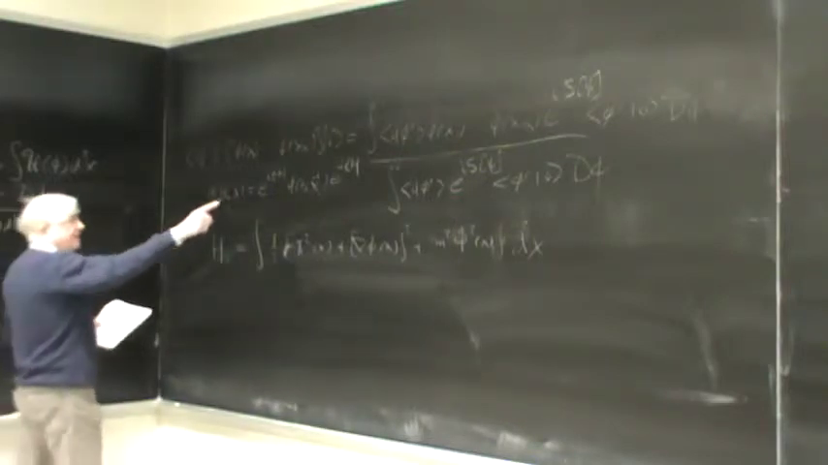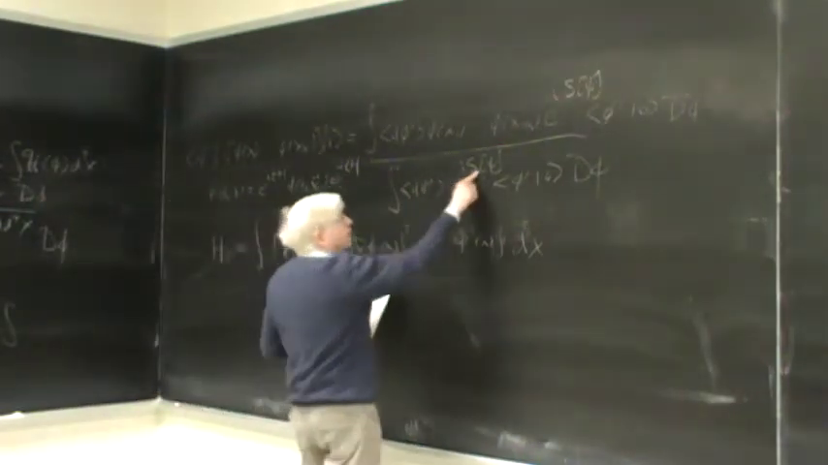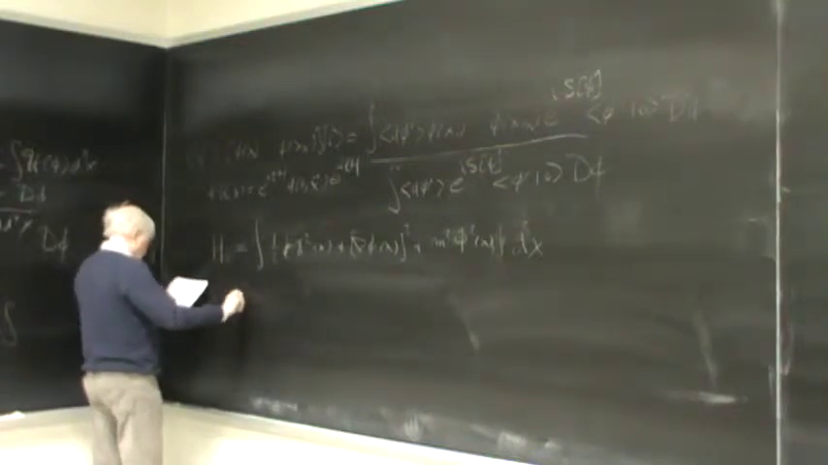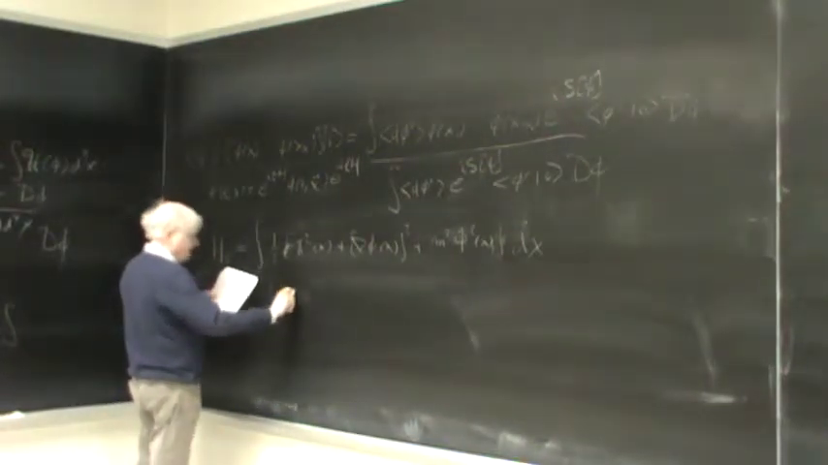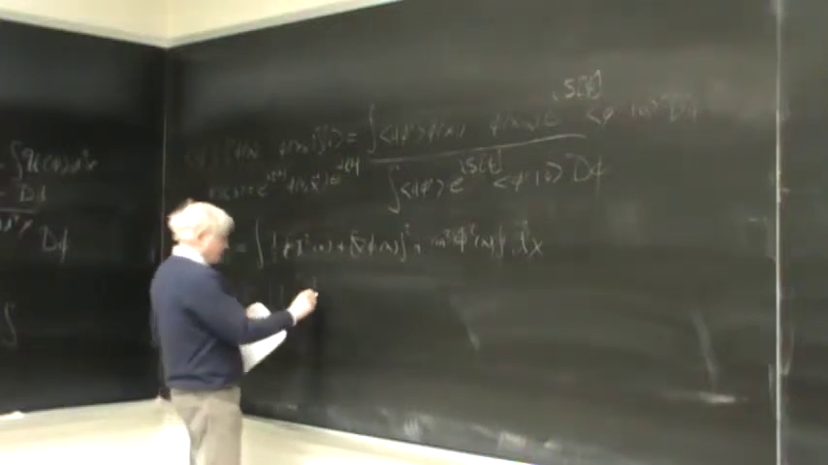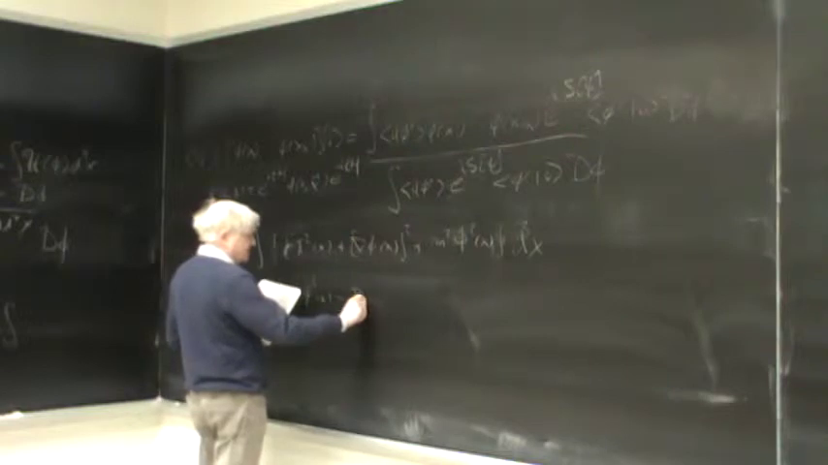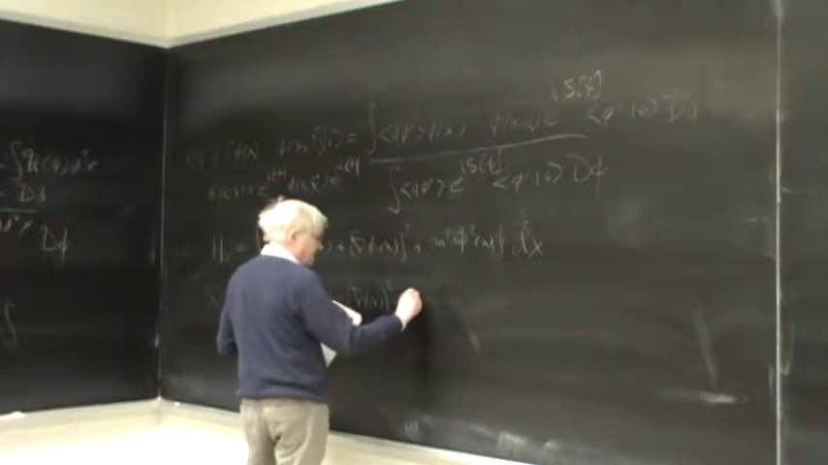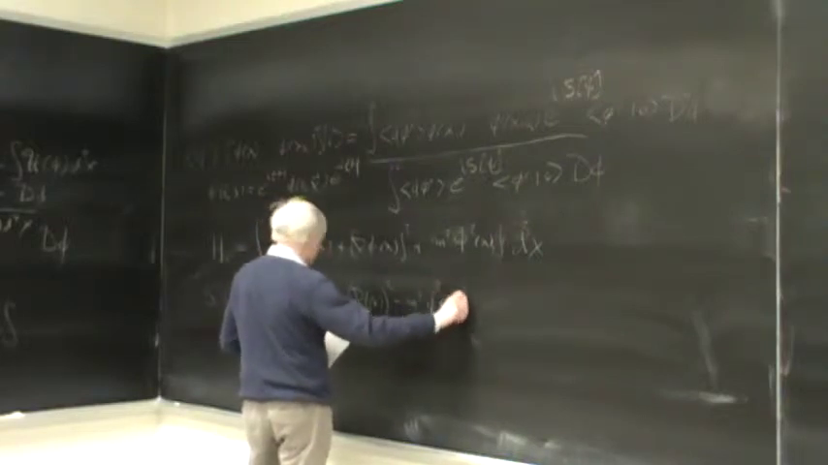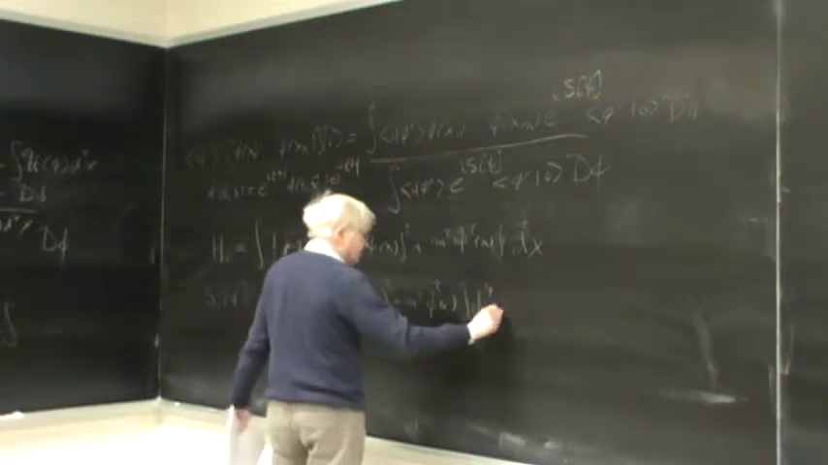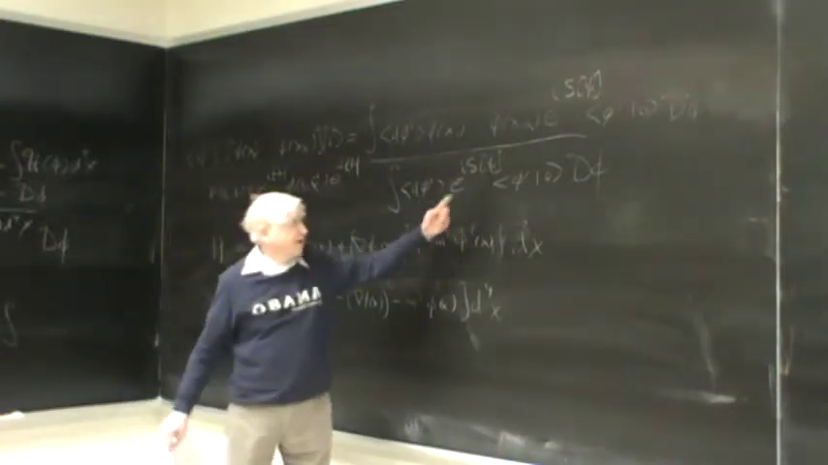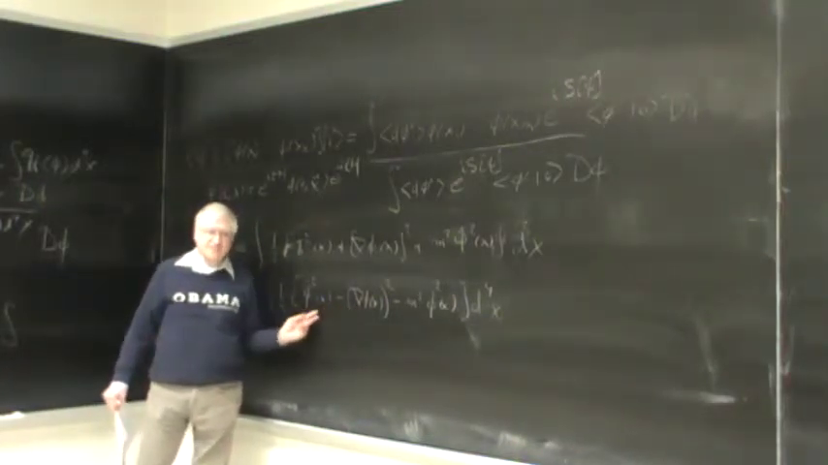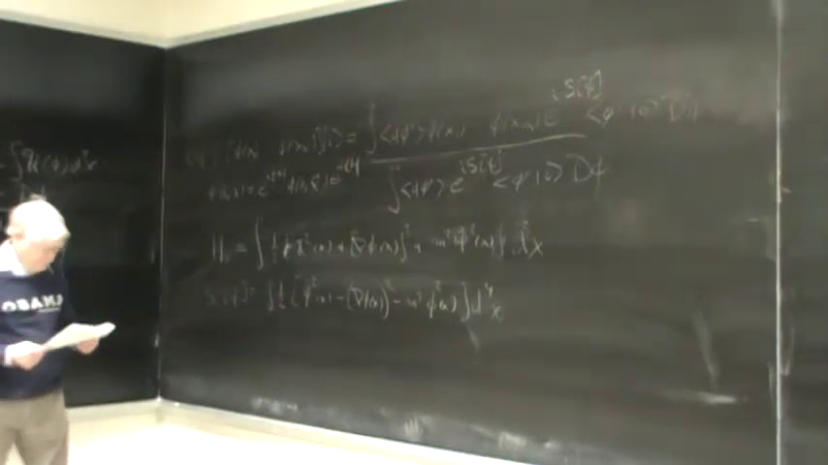This action up here would be S0, and this S0 of phi would be an integral of a half, phi dot squared of x minus grad phi of x squared, and minus m squared phi squared of x, d fourth x. So that would be the S0 that would go here. Notice we're in Minkowski space, so we have this indefinite form. This is the Lorentz invariant expression.